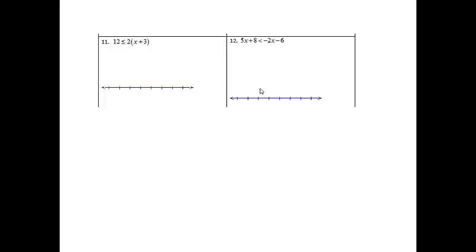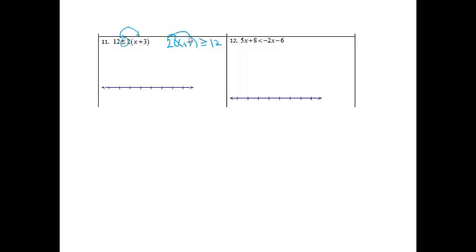Okay, number 11, 12 is less than or equal to 2x plus 3. I definitely suggest on this one to flip-flop the problem so that the x is on the left. So let's just rewrite the 2x plus 3 and then write the 12 on the other side. If we do that, we do have to switch the way that the inequality is going.